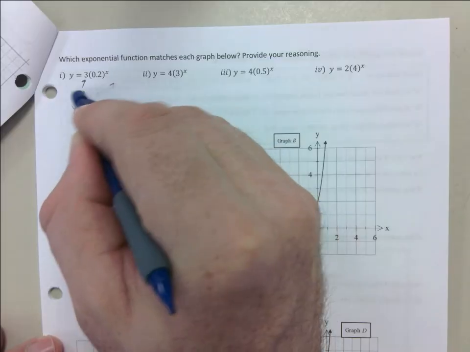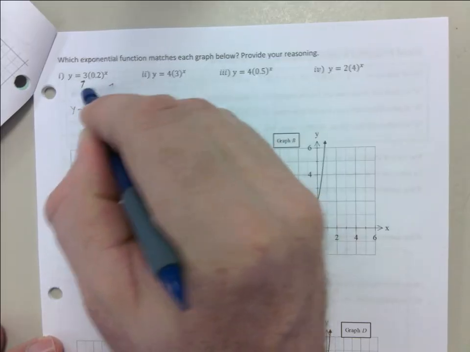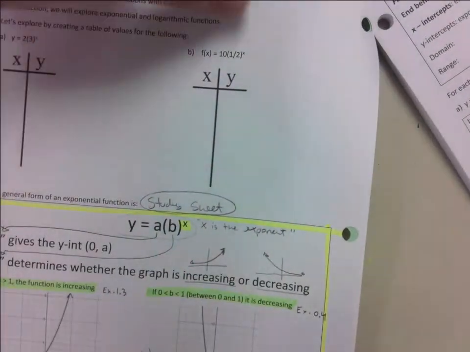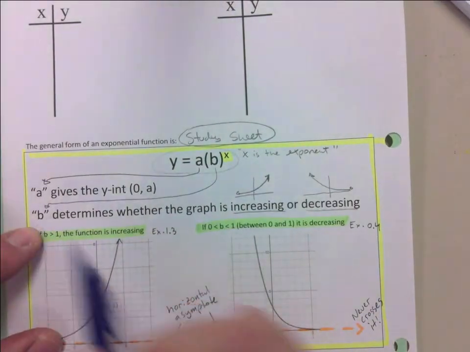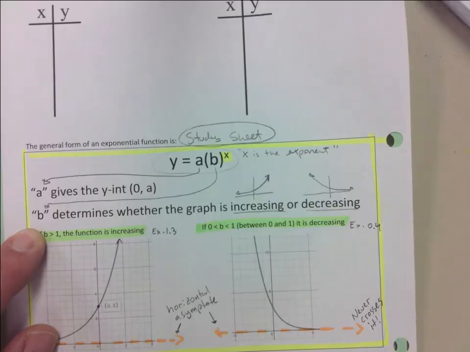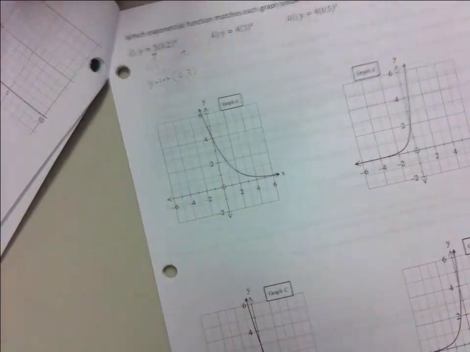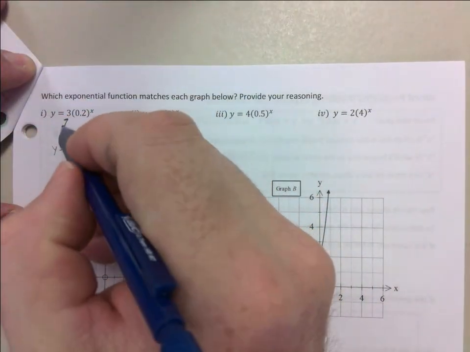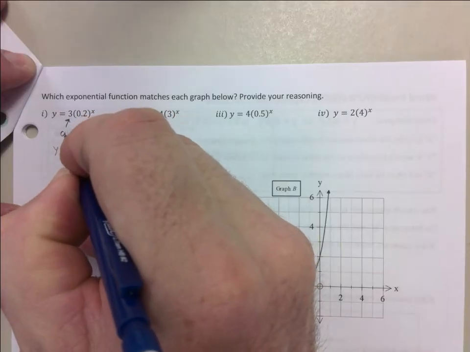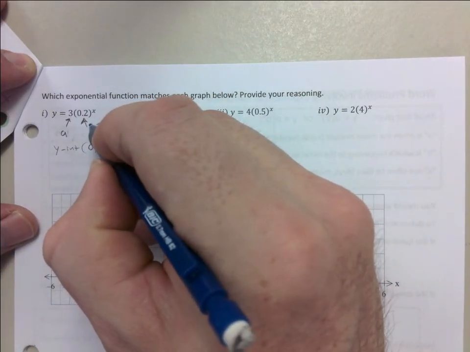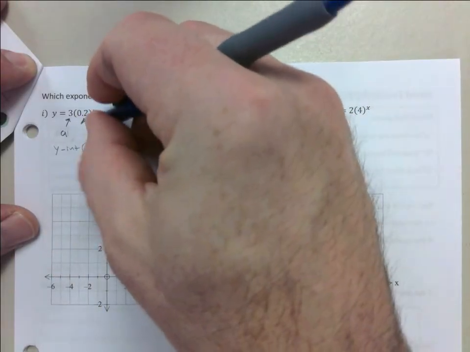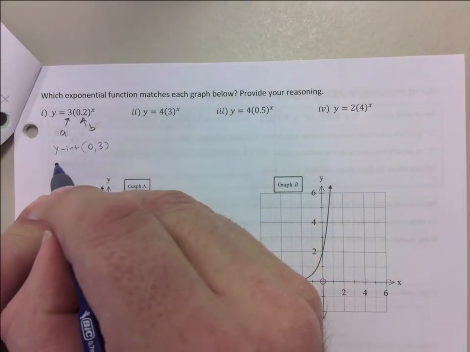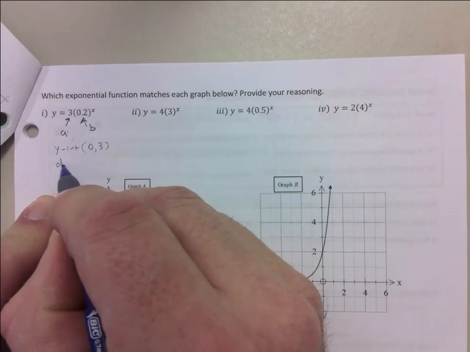A has nothing to do with increasing or decreasing, right? That's where your study sheet entry is going to help you. My bad. What do we look for, increasing or decreasing? We're looking for the value of B. So that's where I made a mistake in this case. If I go back here, I'm just going to say that that is A, and that is B. Okay. A and B like that. Y-intercept is 0, 3, and this is decreasing.